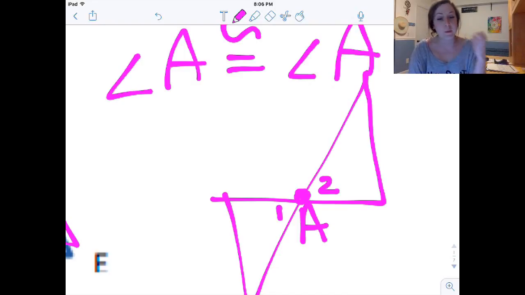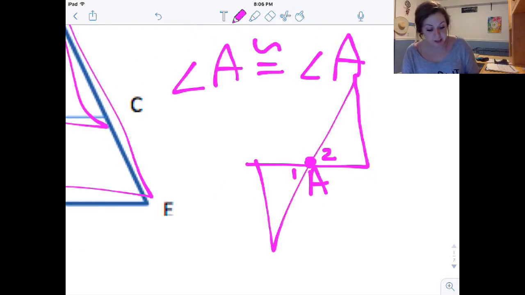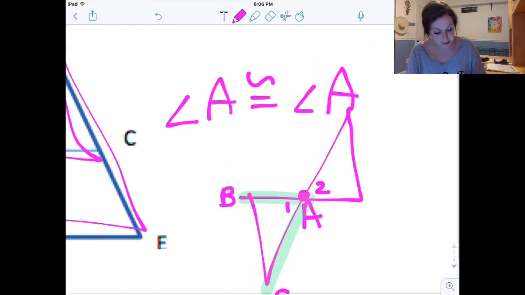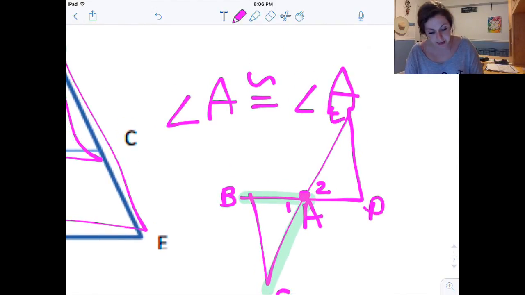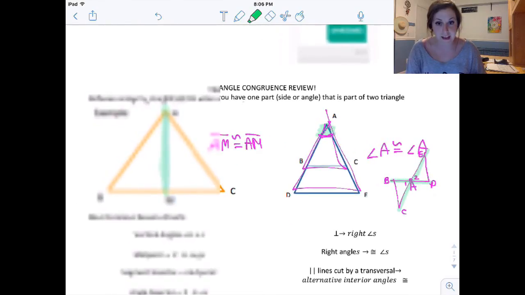Those are congruent because they are vertical angles, but those are not congruent because of reflexive property, because they are not the same exact angle lying on top of each other. If I was going to name this angle A, I would need to use other letters. So maybe this is BAC, right? And then this one would be like DAE, where we would need to use 3 letters to name that. So again, very basic, but let's make sure that we understand that.